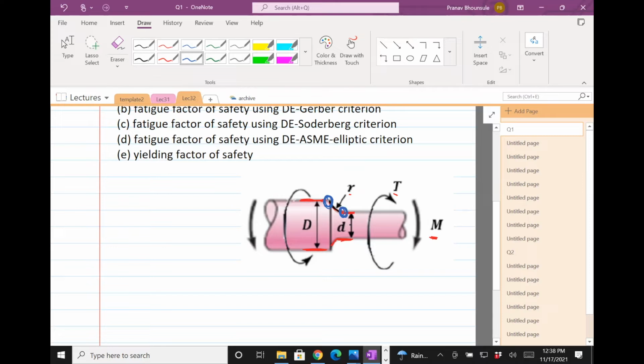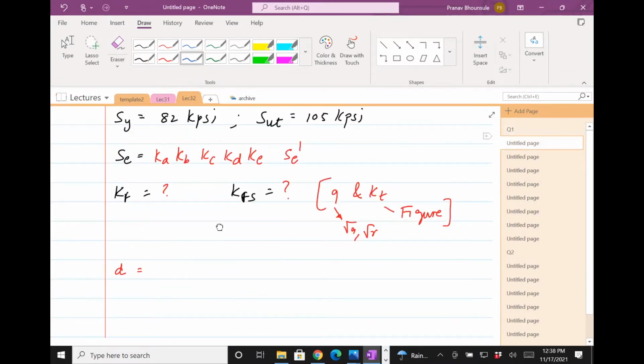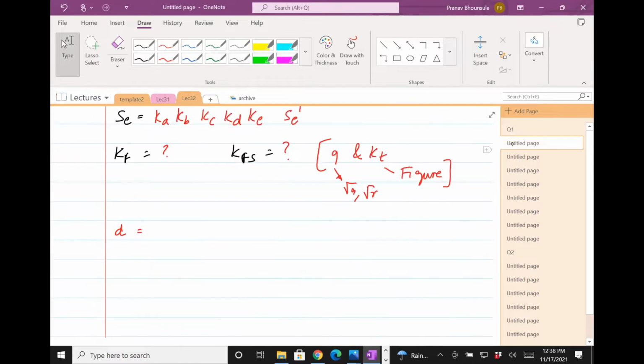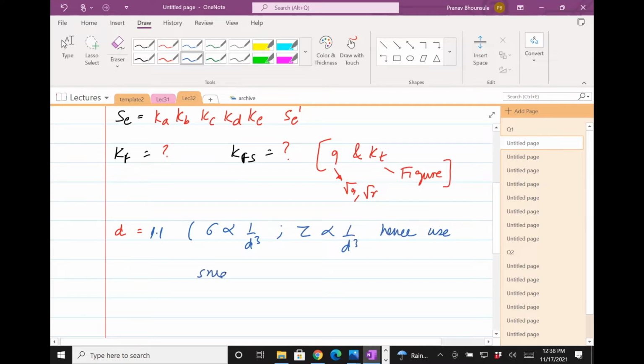Now, among the two, you want to choose the smaller diameter, and that's because the normal stress or even the shear stress due to M and T respectively are inversely proportional to the diameter. So we need to choose the smaller diameter, not the bigger one. So d is whatever was over here, it's 1.1. So sigma is inversely proportional to d cubed, and tau is also inversely proportional to d cubed. Hence, use smaller diameter.